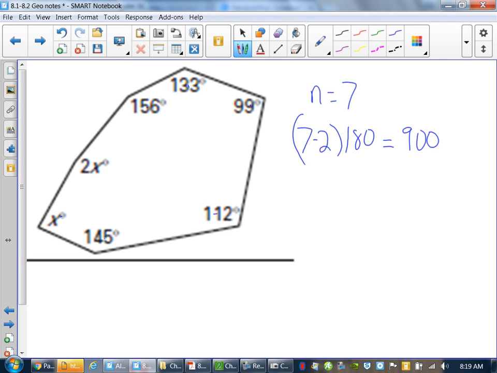So you have 145, 112, 99, 133, 156, plus x and 2x, which is 3x. And I just add those up in my calculator. Does that make sense? It shouldn't be very difficult, I hope. It's just a different way of looking at it. How much is it? x is 85? Everybody agreeing, disagreeing?